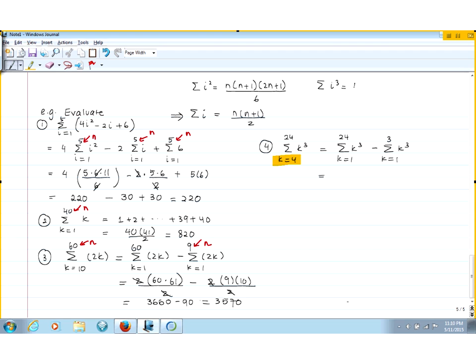So what is the formula for k cubed? So sigma i cubed is n times n plus 1 over 2, squared. That's the formula for sigma i cubed. So this is your n here, and this is your n here. So 24 times 25 divided by 2, squared. That's sigma k cubed from 1 to 24. Minus, let's subtract the first 3. So 3 times 4 divided by 2. And then we square this.